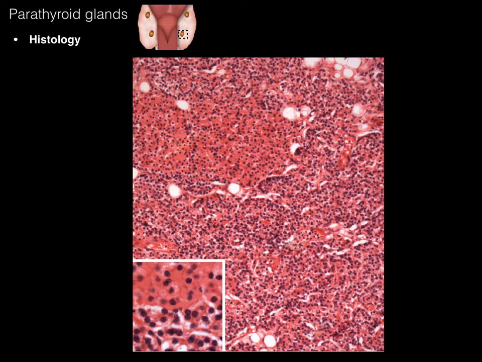Now, for the parathyroid glands, I'm going to take one of those and blow it up histologically, as shown here. And these very cellular-looking cells are called chief cells. And chief cells make parathyroid hormone.